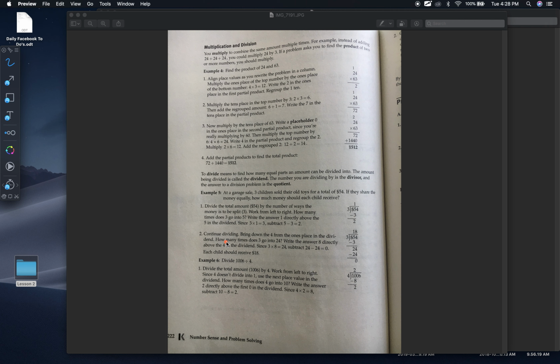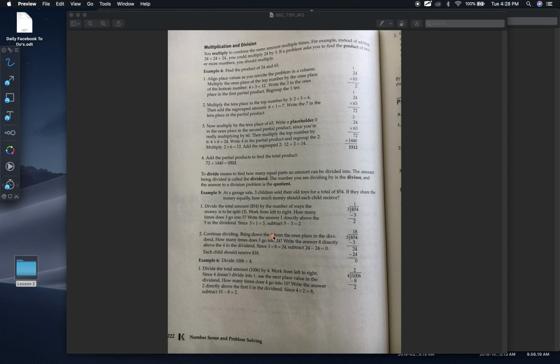Let's actually move here before we continue. Continue dividing, bringing down the 4 from the 1's place in the dividend. How many times does 3 go into 24? Write the answer 8 directly above the 4 in the dividend. Since 3 times 8 equals 24, subtract 24 minus 24 equals 0. Okay, each child should receive 18.